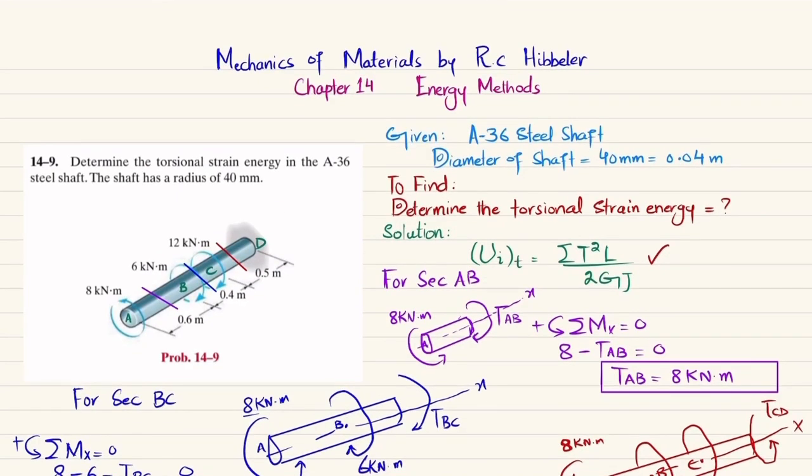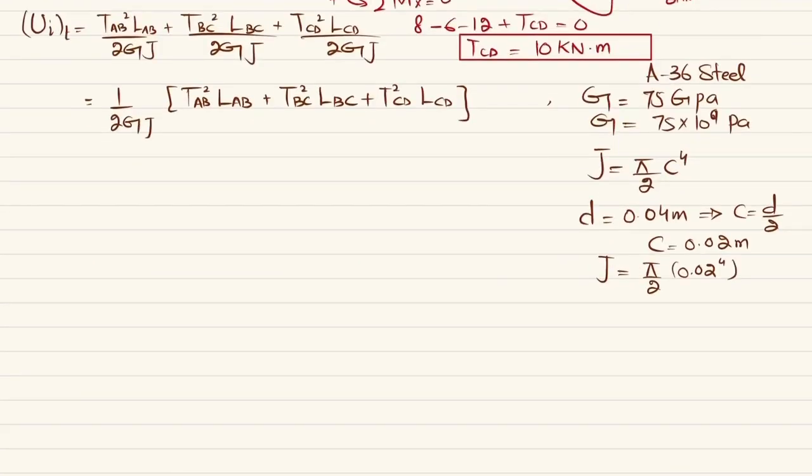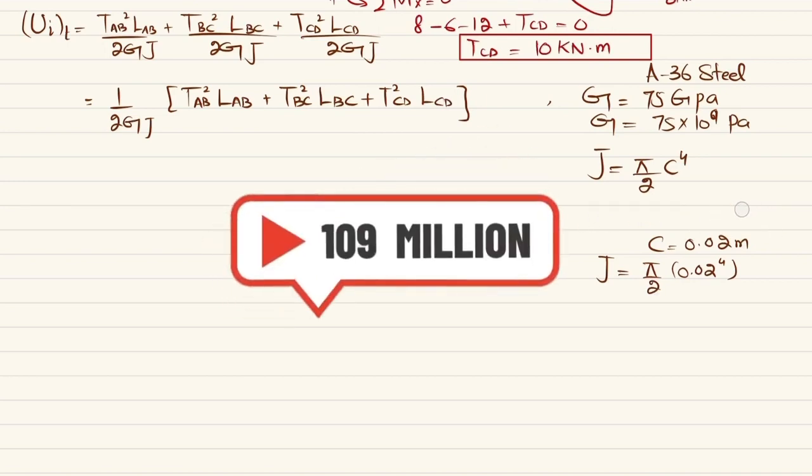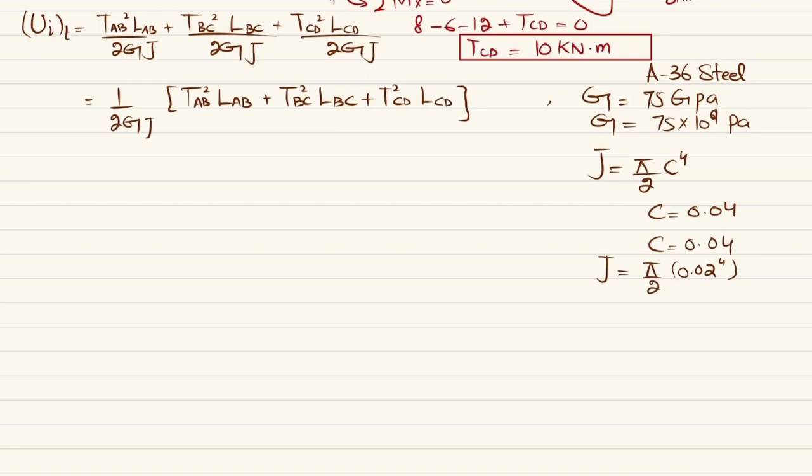Okay, this is the radius. So this is the radius, so this will be 0.04. So again, the radius is directly given. C is equal to 0.04, not 0.02. So this will be also 0.04. So now you can put the value over here.